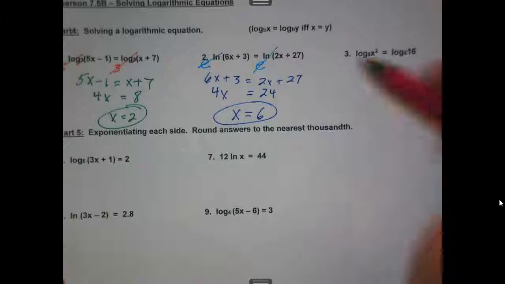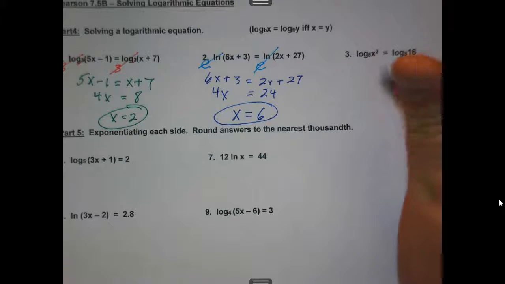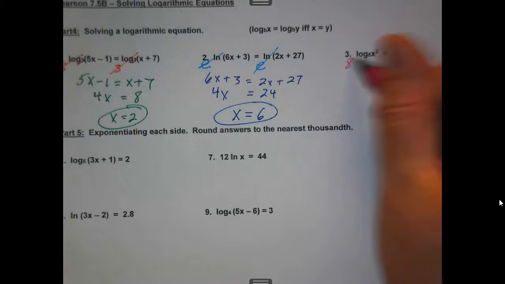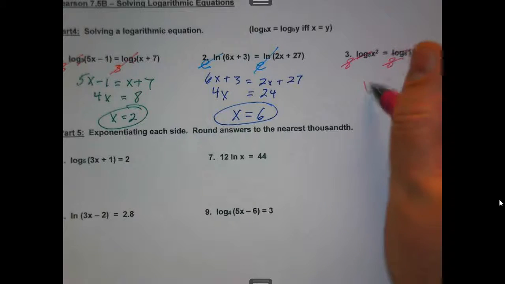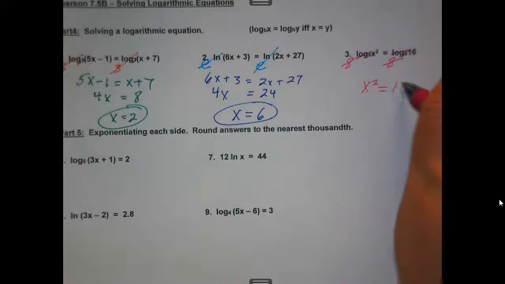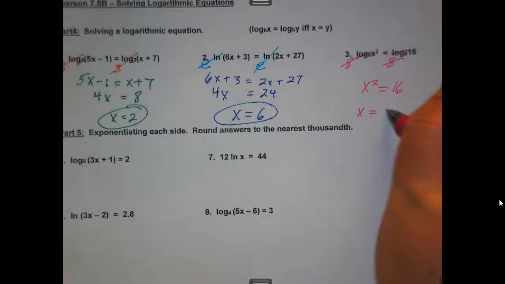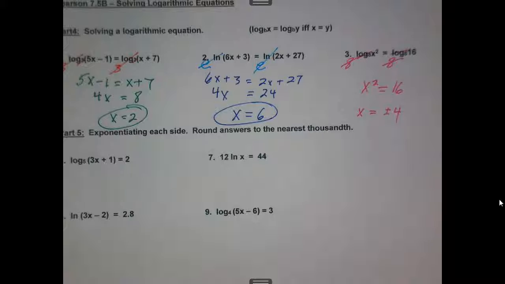What would be a good base to use for exponentiating? 8 cancels out. I get x squared equals 16. What's x? Plus or minus.